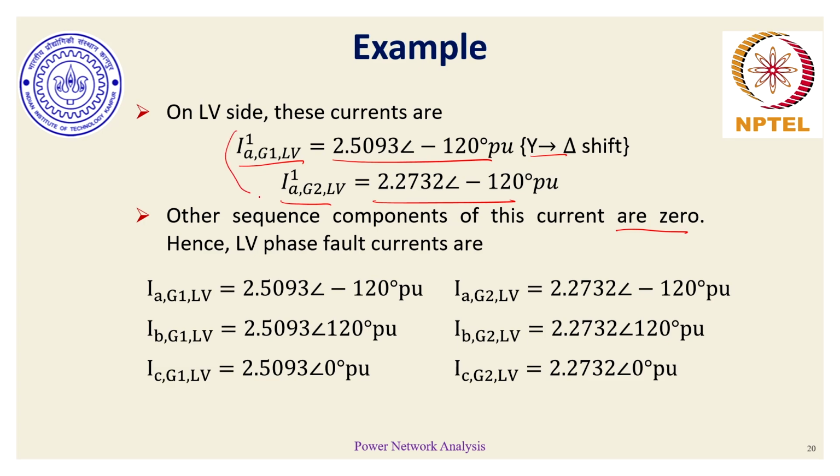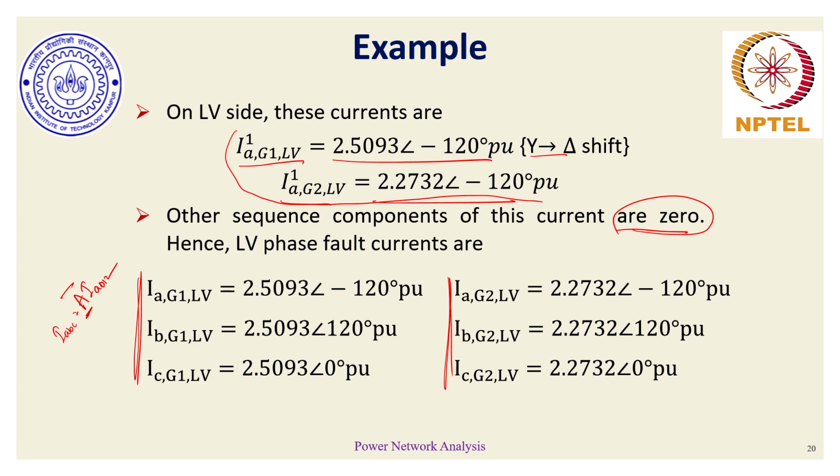And once I know these sequence components with zero other components, now I can transform them back to the phase network or phase components, where IABC for a given bus is A times IA012. So the A matrix is the same matrix that we had discussed. So these are the corresponding current contributions from the LV side of the transformer.